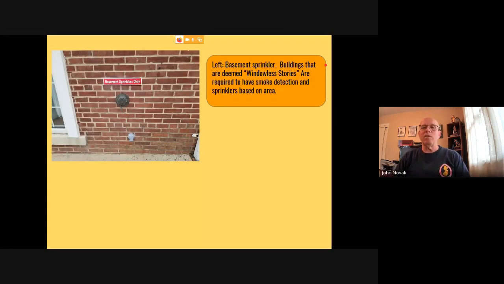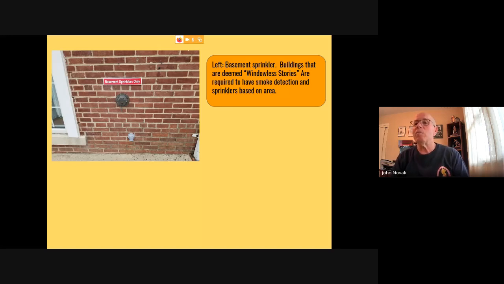One of the other issues, again in New Jersey, in the picture to the left, there's a sprinkler system. It says basement sprinklers only. We look at windowless stories. A windowless story is defined in the building code, and it all depends on access by firefighters: are there windows where we can get a hose line into the basement from the exterior?